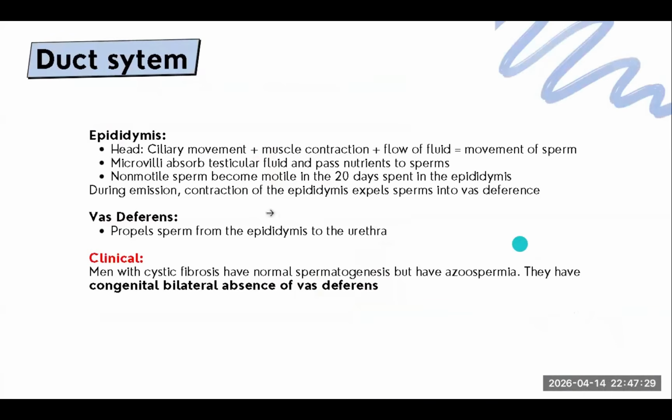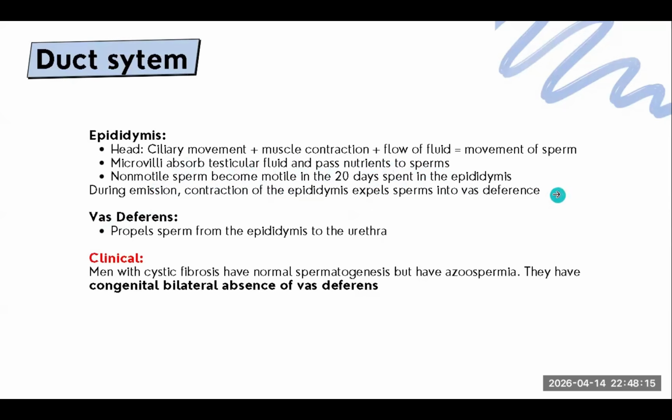Now let's look at the duct system. First of all, we have the epididymis. Epididymis, specifically the head, has ciliary movement plus muscle contraction plus flow of fluid, and all of this would lead to the movement of sperm. We also have microvilli in the epididymis which absorb testicular fluid and they pass the nutrients to the sperm so that it develops and thrives, okay? And then we have non-motile sperm which becomes motile in the 20 days which it spends in the epididymis. We mentioned this before. And lastly, during emission, contraction of the epididymis expels the sperm into the vas deferens.